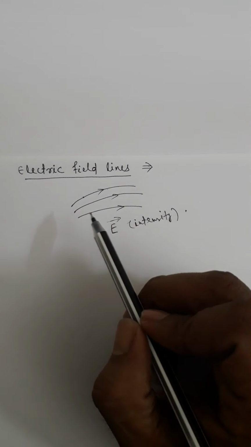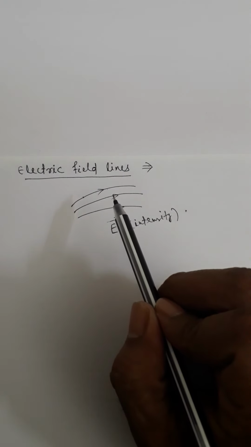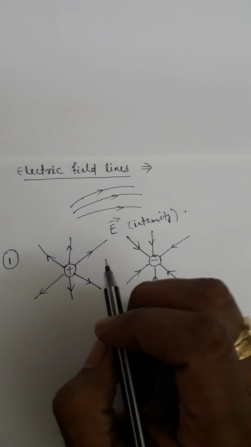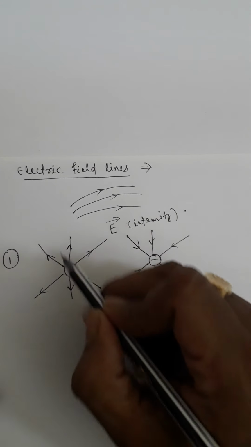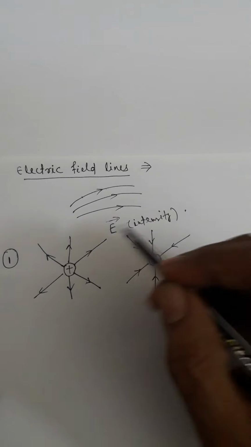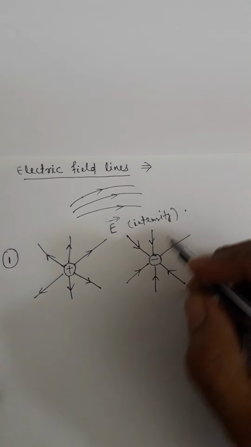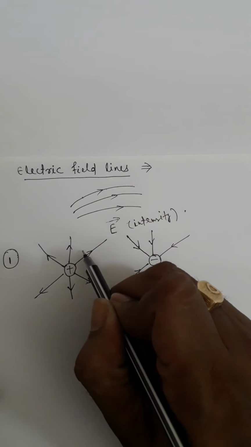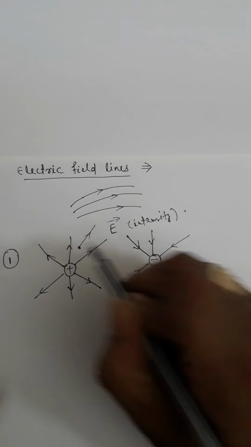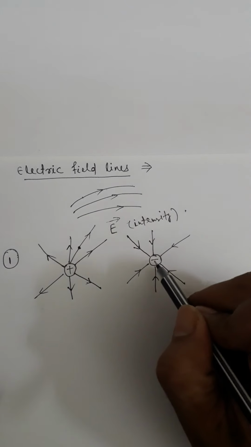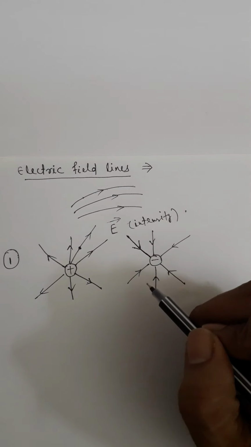Now, we will study the properties of these field lines or electric lines of force. So, what are the properties? The first property is, for an isolated positive charge, electric field lines are directed radially outward and they are directed radially inward for an isolated negative charge, because if we take a positive test charge here, then this positive charge will repel this positive test charge, so the direction is radially outward, and here the direction of lines of force or electric field lines is radially inward.